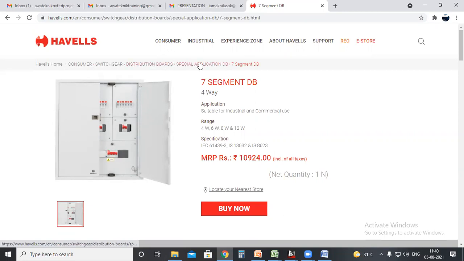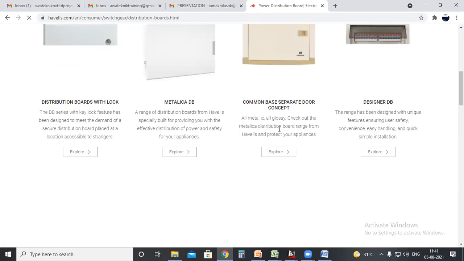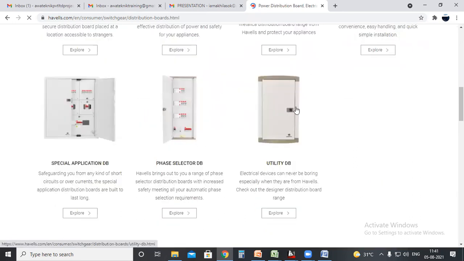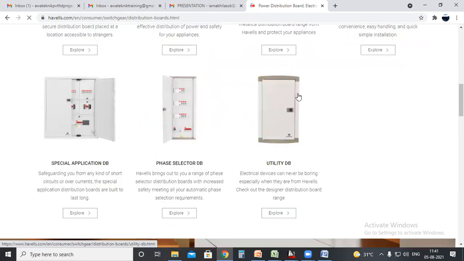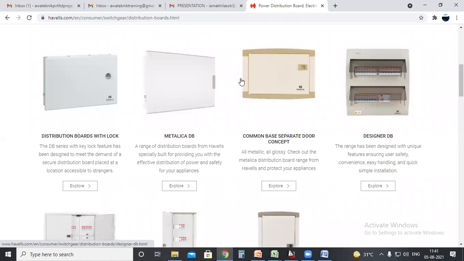And going back to the distribution board types. These are also the same type, but the appearance will be different. The application is the same, but the appearance is different. This is the same as the normal distribution board. The appearance is only different. This is one category, special phase selector. Another category, special application. All these are the same, but the appearance is different. So now I will show the example of VTPN also.